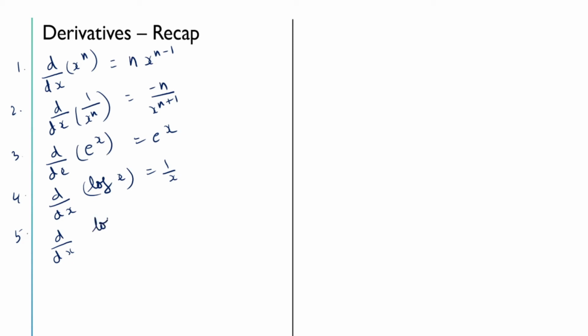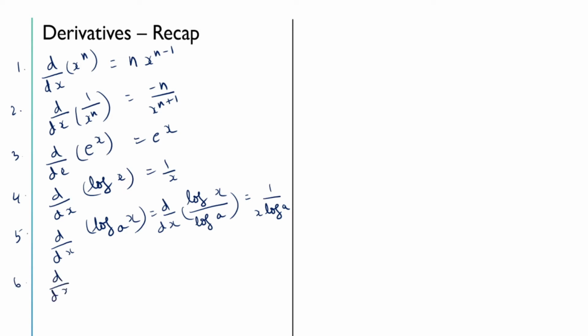Then we have the derivative of log x to the base a. This is nothing but log x to the base e by log a to the base e. So this is equal to 1 by x log a. Then we have d by dx of a raised to x. It is a raised to x log a. Then for the constant function, d by dx of a constant c is 0.